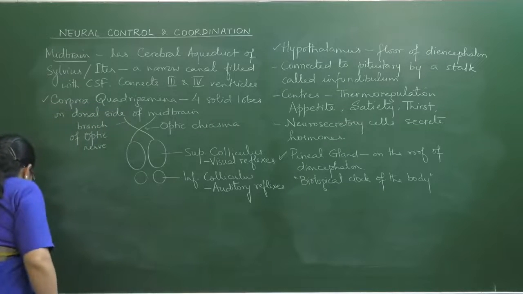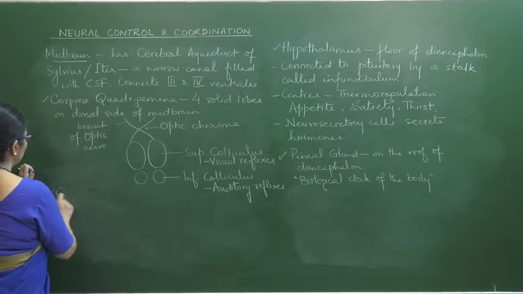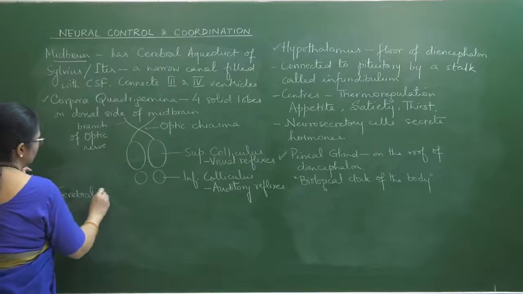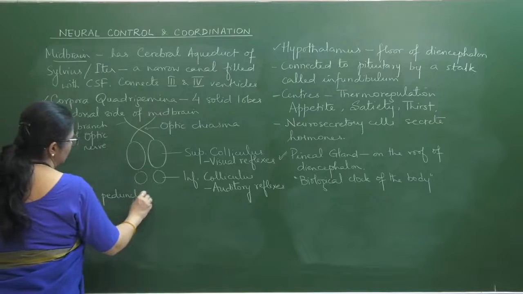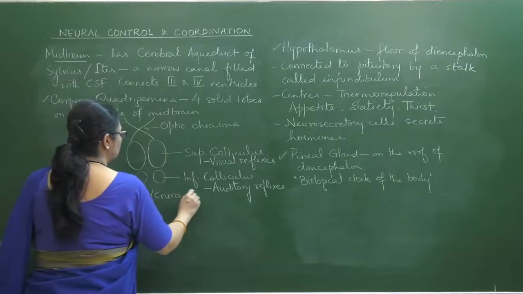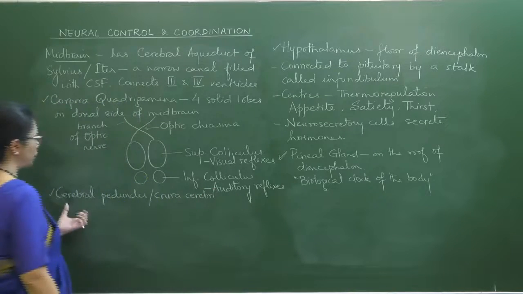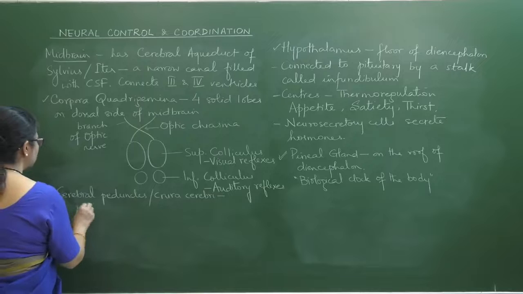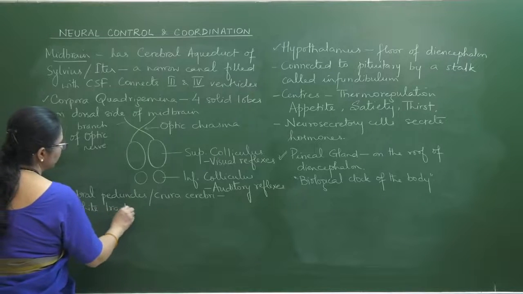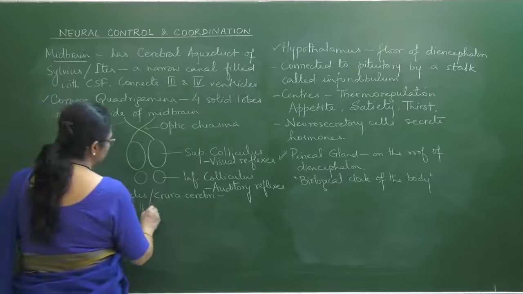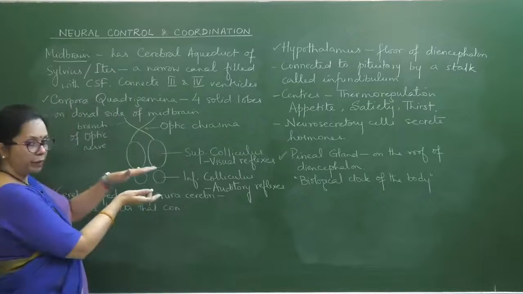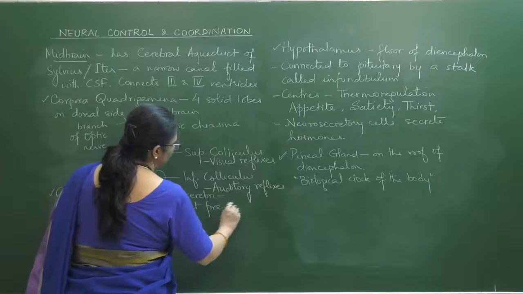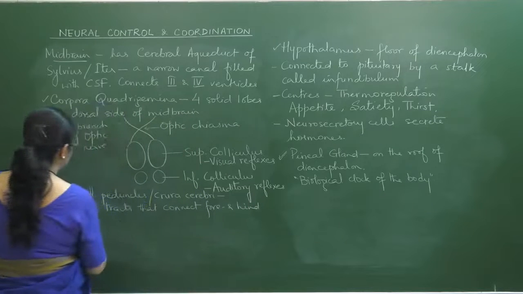Okay, and then the next one, the crura cerebri that I told you, which is also called cerebral peduncles or crura cerebri. Okay. Now these are white tracts once again. These are white tracts, that means myelinated fibers, that connect. Since the midbrain is in the center, they connect the forebrain and hindbrain. Okay.